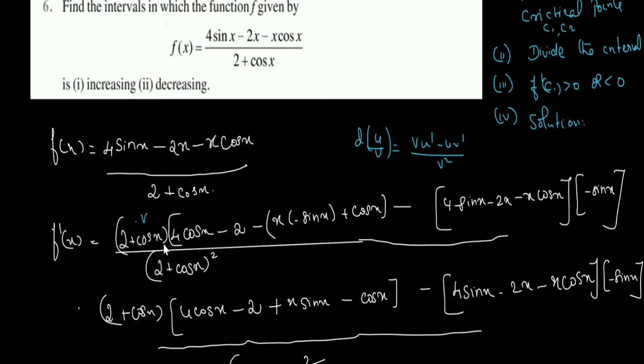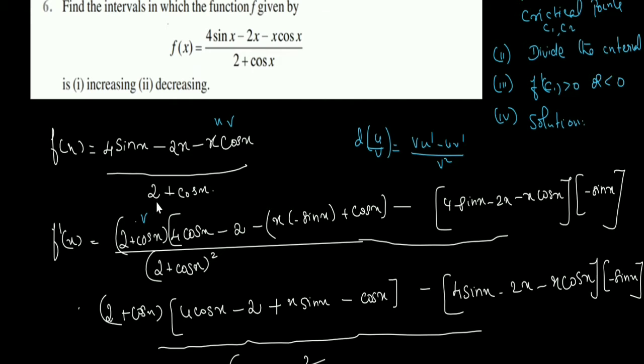So 2 plus cos x. We are going to differentiate this. So 4 sin x is cos x, minus 2x differentiation is minus 2. Minus, you have to use uv here. So bracket x into differentiation of cos x is minus sin x, plus cos x into differentiation of x is 1. Minus u v dash. So u is the entire term, u is this 4 sin x minus 2x minus x cos x.